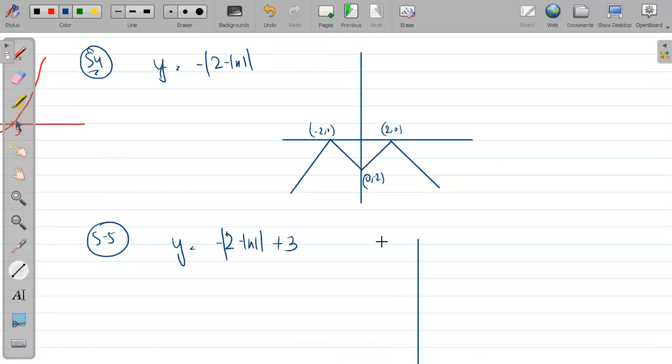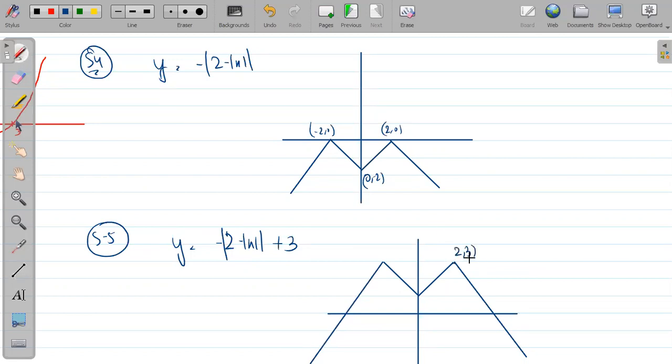So what you will get? This point was 0, minus 2. Now this point will become what? 0, 1 only. This point will become 0, 1. We have shifted this graph. So each and every point you have to write basically. This point is 2, 3, minus 2, 3, and this point is 0, minus 2 it was. So it is 0, 1.